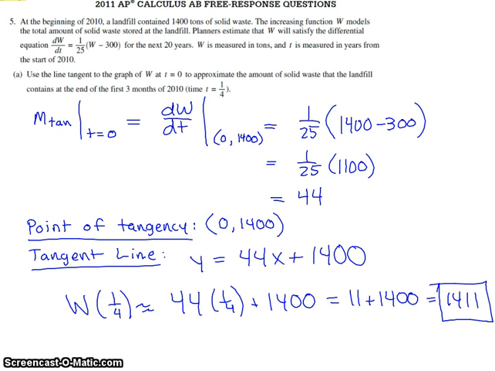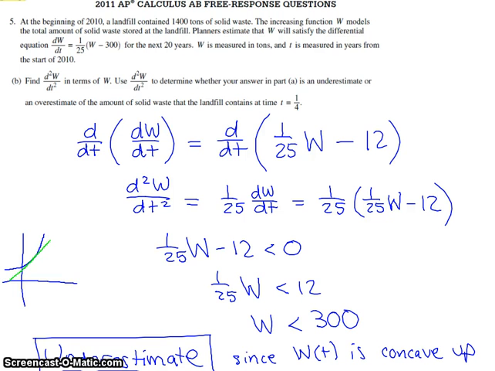In part B, they want us to take the second derivative with respect to T and then use it to try to determine whether our estimate was an overestimate or an underestimate. So I took the derivative of the left side of this with respect to T, and I got my second derivative. But then when you take the derivative of the right with respect to T, you're going to have to be really careful because you're going to have to use implicit differentiation.